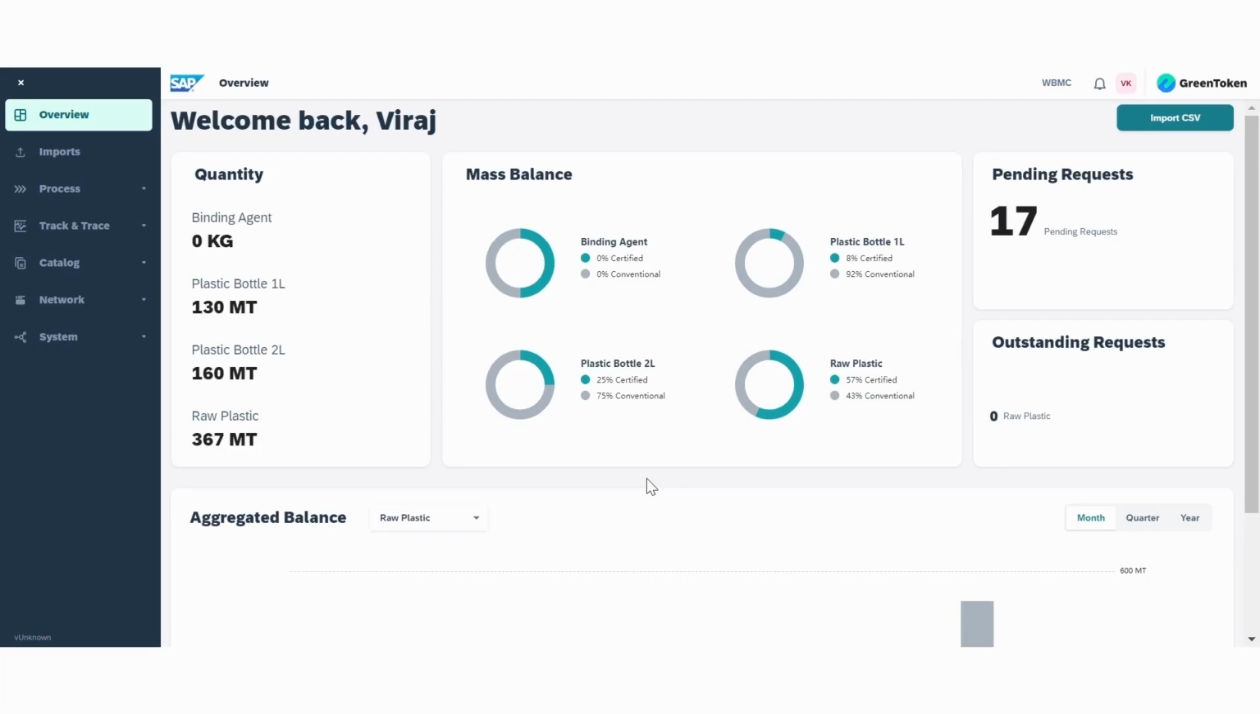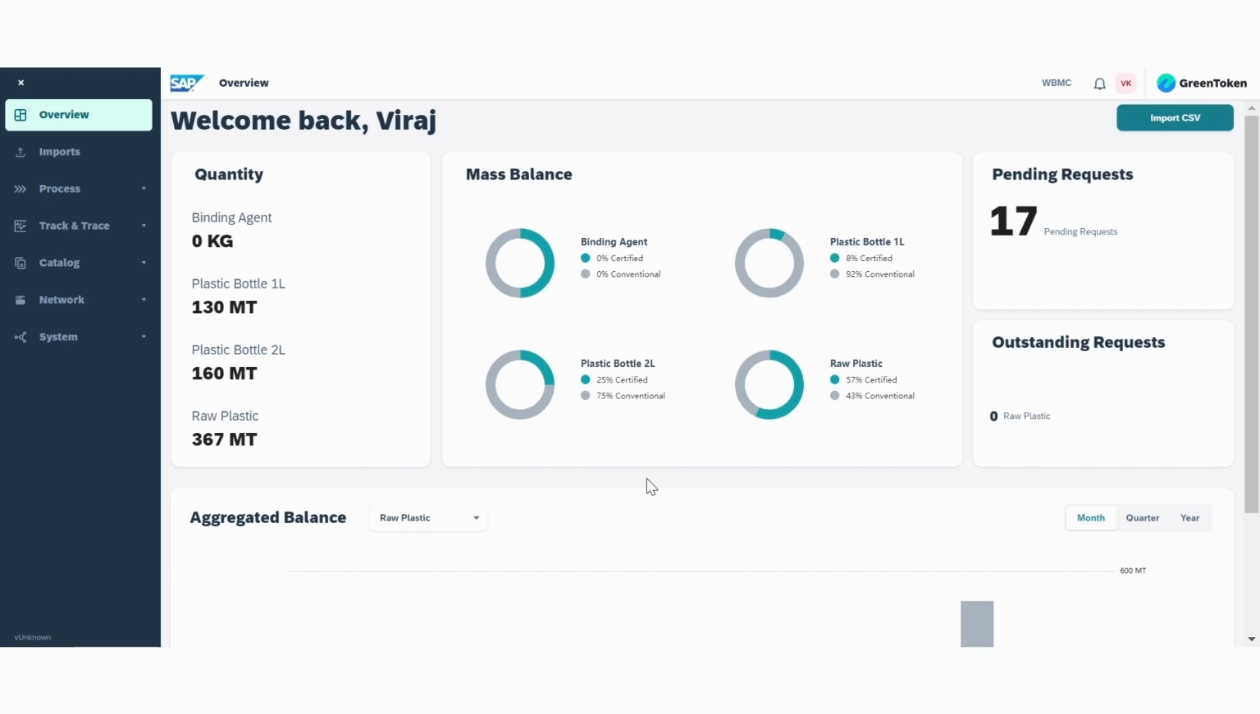Hello, and welcome to a demo of SAP Green Token. SAP Green Token is a software as a service platform that helps companies transition to sustainable materials. It does so by providing end-to-end transparency of the sustainable or certified materials throughout a supply chain and helping companies with their compliance needs for different international certification standards such as ISCC and EUDR. Green Token does this using several different principles.